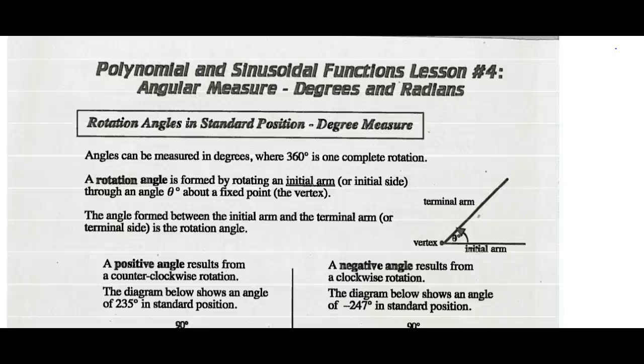Hey, Math 30-2, today we're going to start sinusoidal functions. Angles can be measured in degrees, where 360 degrees is one complete rotation. A rotation angle is formed by rotating an initial arm through an angle of theta degrees about a fixed point, the vertex. There's our fixed point. The angle formed between the initial arm and the terminal arm, so here's our terminal arm, is called the rotation angle.